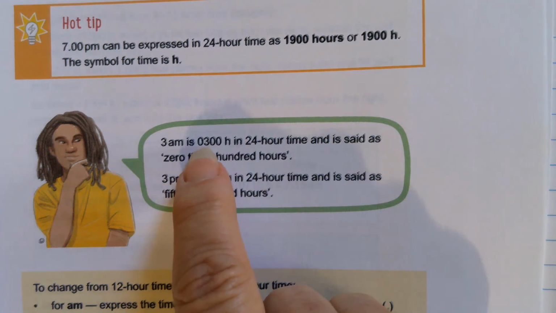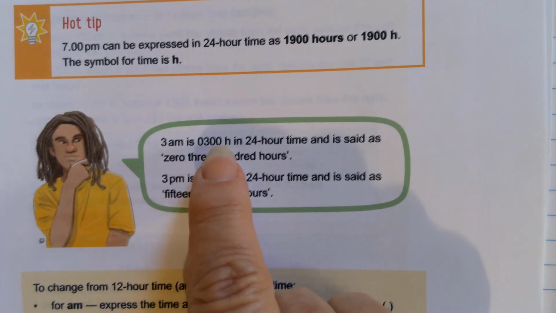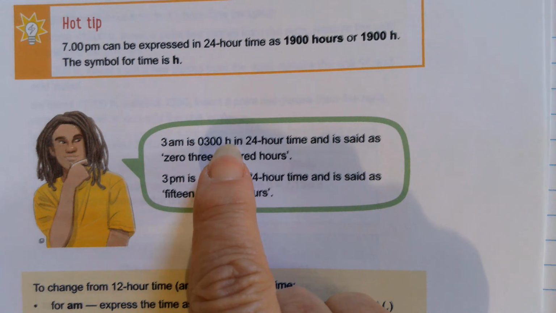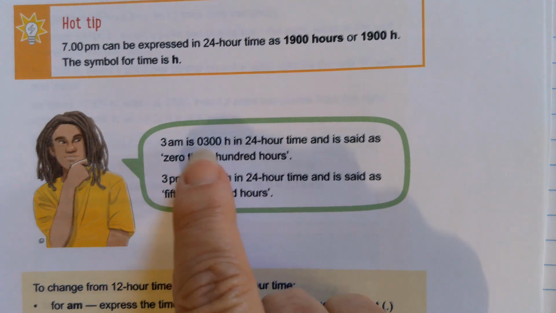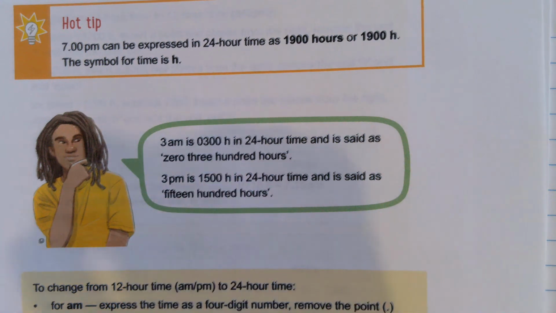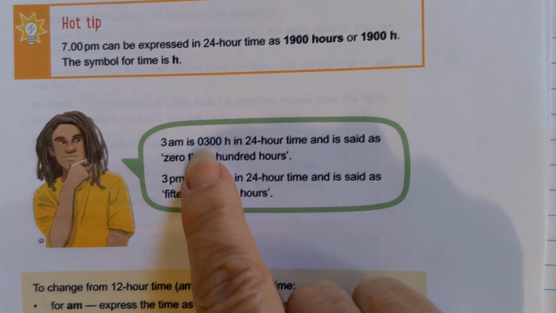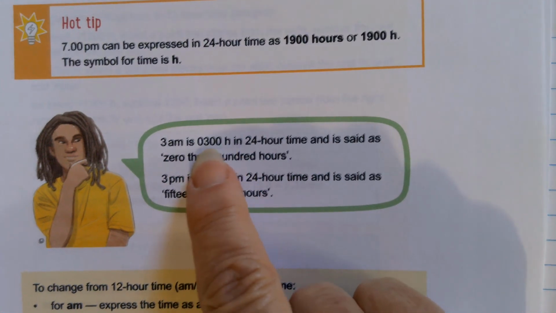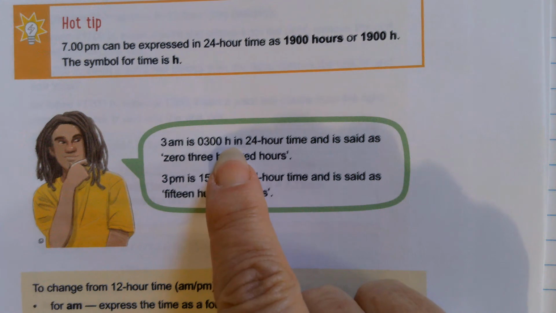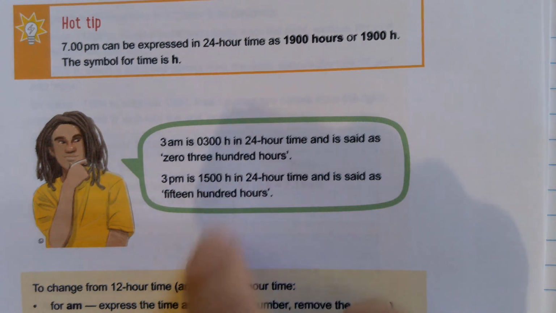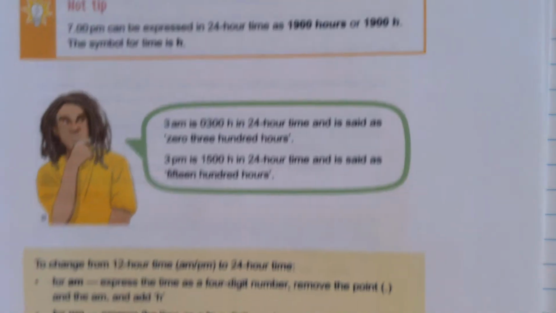You notice that 24 hour time has 4 digits and no words. It's in hours. It's not hours and minutes. You don't say AM and PM. AM and PM time is your 12-hour time. 24-hour time is in hours. So don't put an AM and a PM in 24 hours. AM and PM is only 12-hour time.